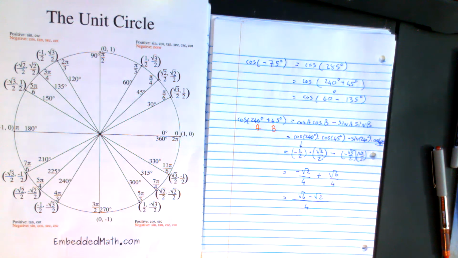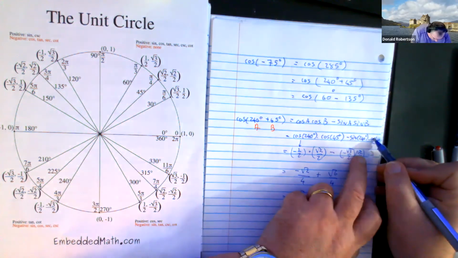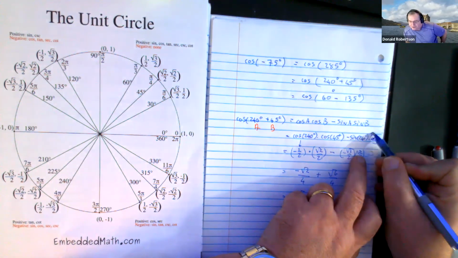I have a quick question. Why did you write cosine times the cosine of 45? You did cosine 240 times cosine 45 minus sine 240 times cosine. Oh, thankfully it's the same answer, but yeah, it should have been sine.